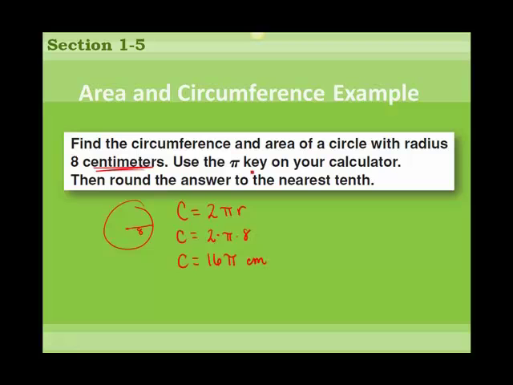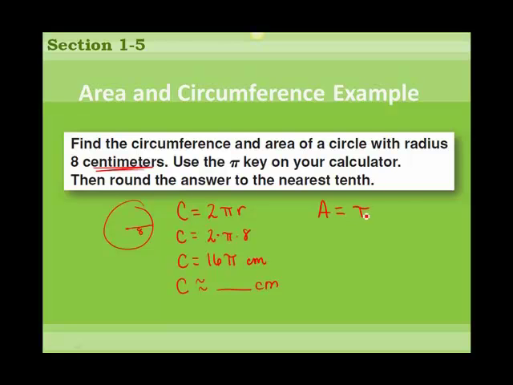Now here it says use the pi key on your calculator. Don't just use 3.14. Actually use the pi key so you can get a more accurate answer. This would be the exact answer, 16 pi, but you can also use the pi key on your calculator to get an approximate answer in decimals. And it says round to the nearest tenth.